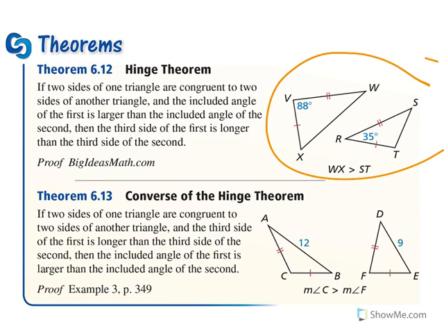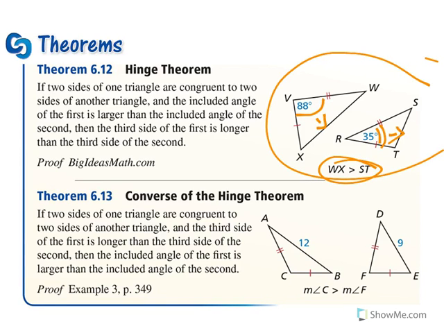And between those two sides, we have a set of angles. One angle is 88 degrees, the other angle is 35. So basically all the hinge theorem tells us is that because the 88 degrees is larger than the 35, it's going to mean that the opposite side is going to be larger in that triangle. So as you can see, they state because angle V is 88 degrees and angle R is only 35, the side across from it is going to be greater as well. So we get this statement down here: WX is greater than ST.